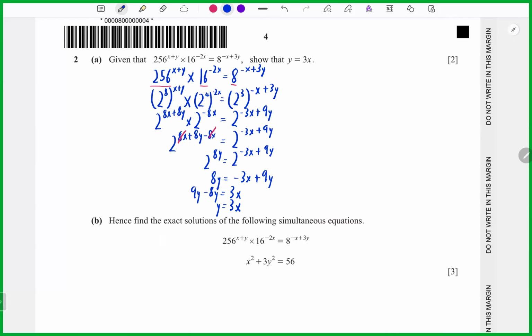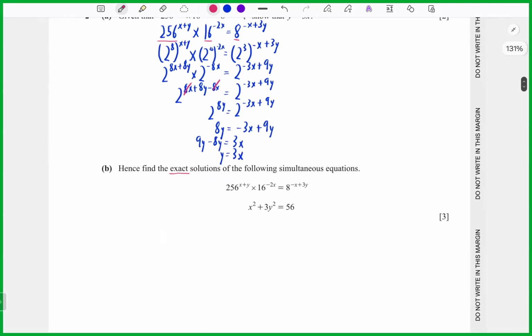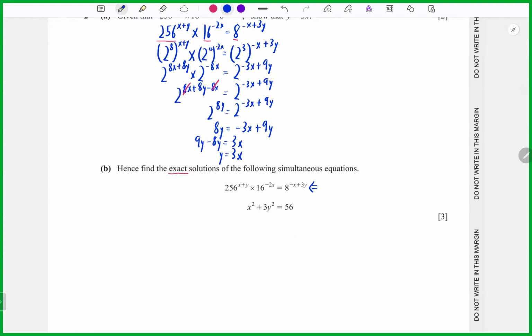Let's see question B. Hence, find the exact solution. When you see this keyword, please don't write the answer in decimal places. Exact solution of the following simultaneous equations. So how? You don't need to repeat the steps again. For these simultaneous equations, you can directly use y equals 3x. Why? Because the question already says hence. So you can directly use this equation, y equals 3x.